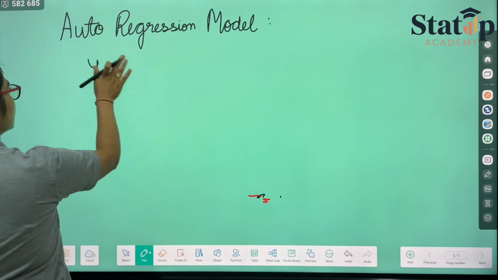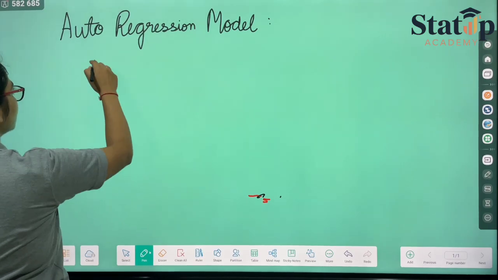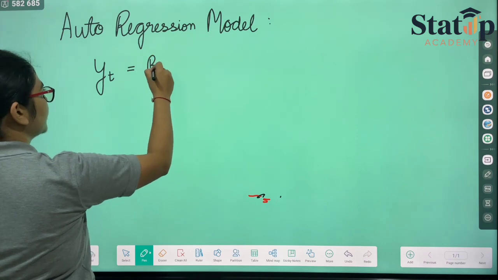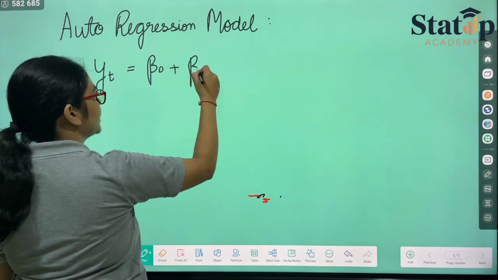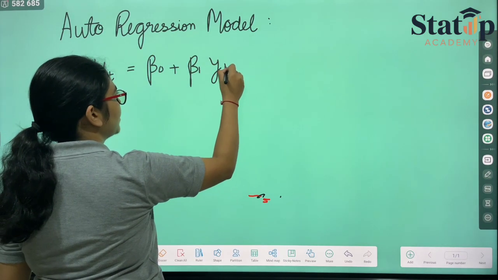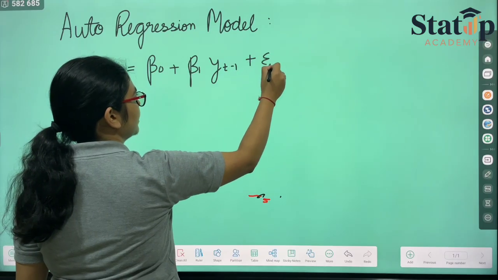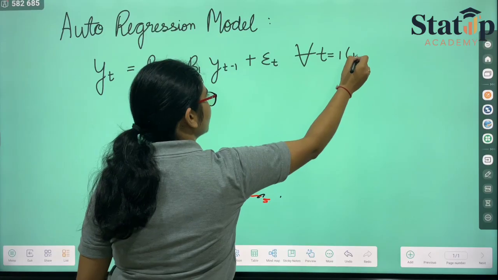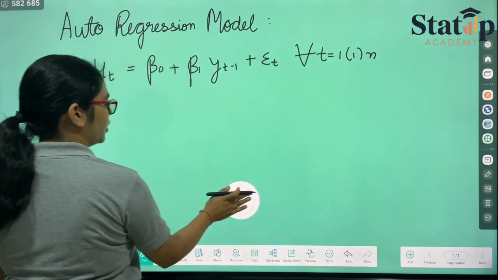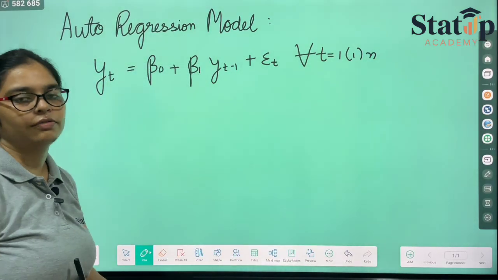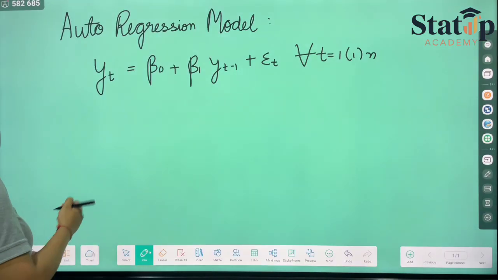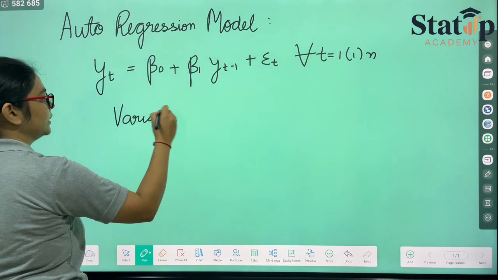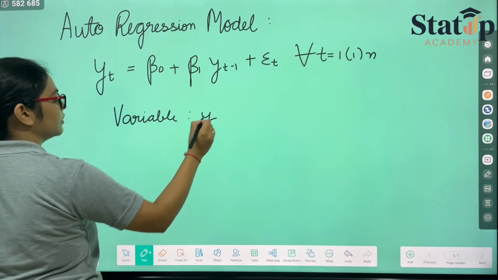Suppose we have yt is equal to beta naught plus beta 1 y t minus 1 plus epsilon t for all t going from 1 to n. Now in this model, we only have one kind of variable, which is y.